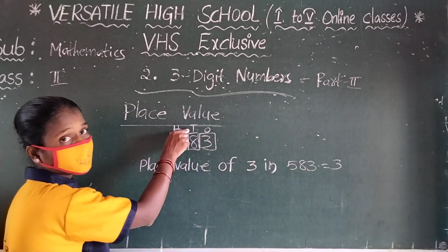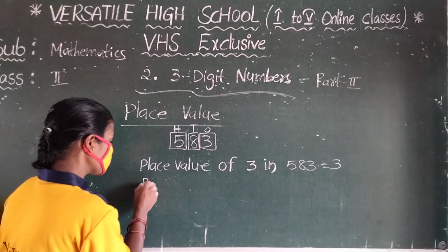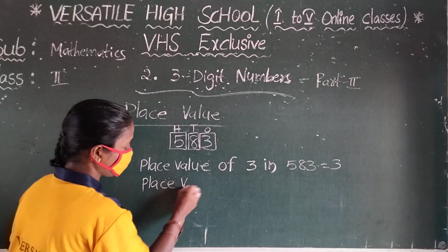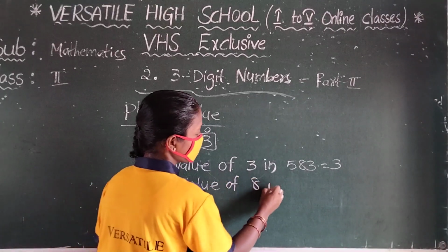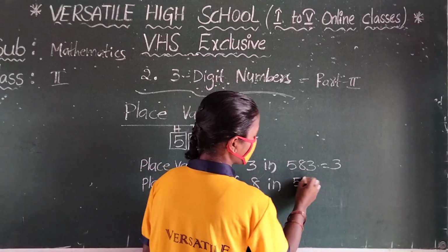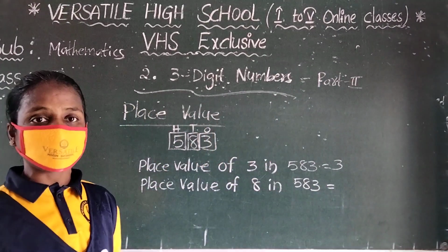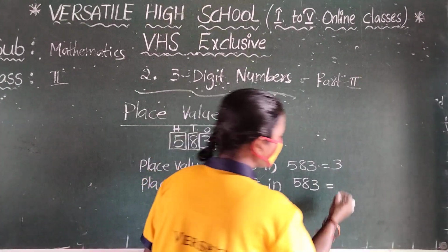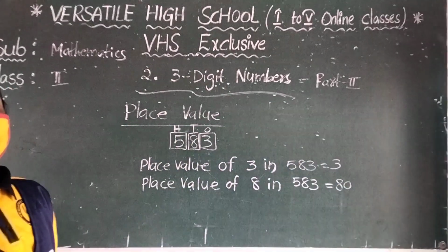Now we are writing the place value of 8. 8 is in which place? Tens place. Place value of 8 in 583: 8 is in the tens place. So 8 tens are, what do you write? 80. This is in the tens place.